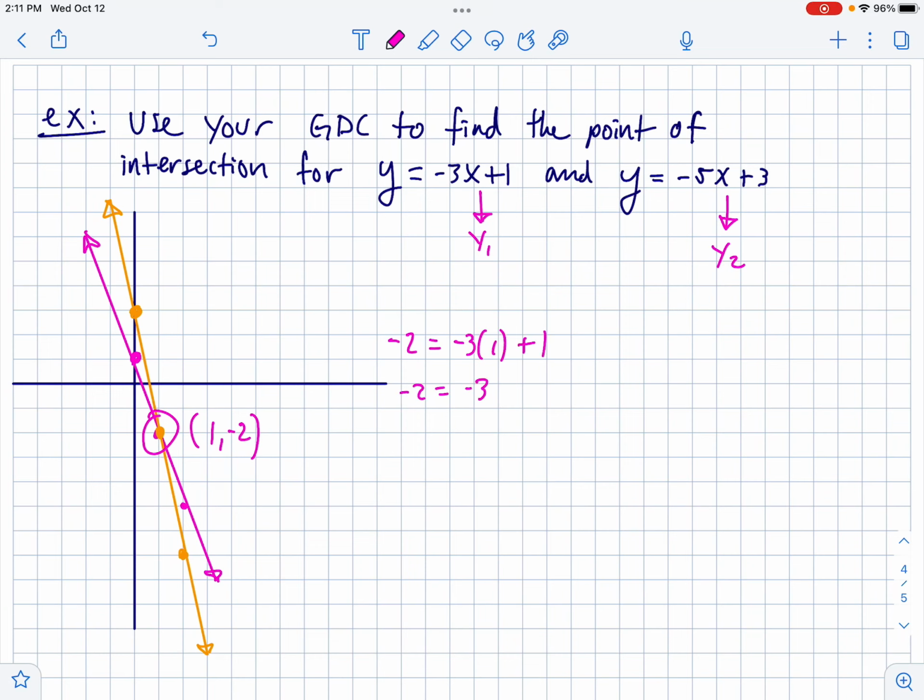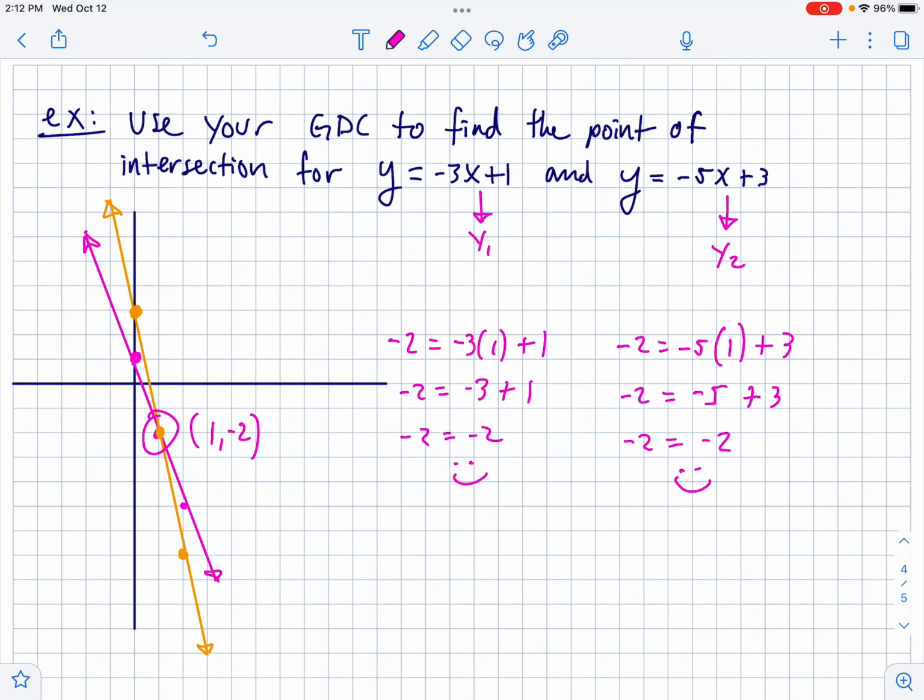So the first one, we get -2 equals -3 plus 1. So you get -2 equals -2. And then you go, yay, it worked. But you should also do that in the second one. You should say -2 equals -5 times 1 plus 3. So this is -2 equals -5 plus 3, so you get -2 is equal to -2, and you say, yay, it worked as well.